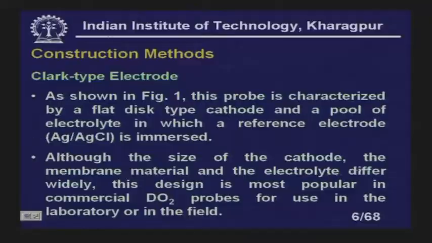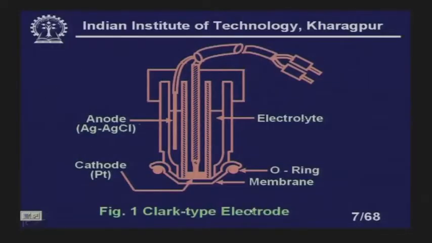Although the size of the cathode, the membrane material and the electrolyte differ widely, this design is the most popular in commercial DO2 probes for use in the laboratory or in the field. This is the most common sort of these electrodes. That is the reason we have put the Clark type electrode in position number 1. Let us go to the details of this. You see in the figure, this is a Clark type electrode.